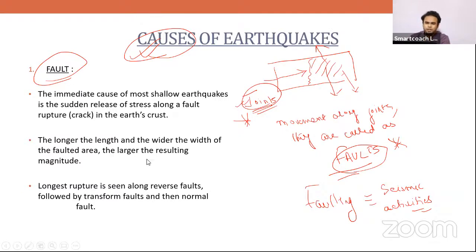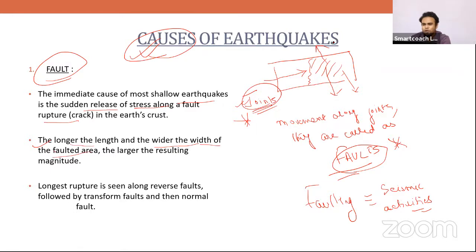Okay, next point, the immediate cause of most of the shallow earthquakes is the sudden release of stress along a fault. This means that whenever there is a movement of the rock, there will be development of friction and stress, and that results in release of energy, which are nothing but seismic waves. All right. Next point, the longer the length and wider the width of the fault.